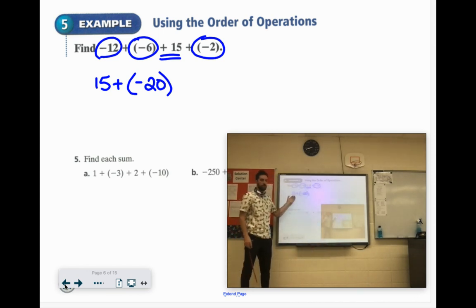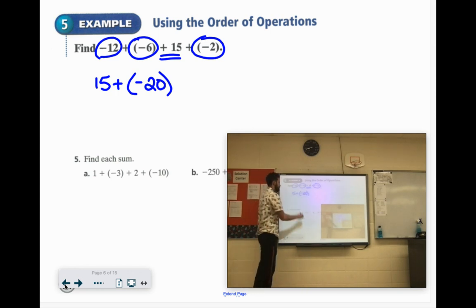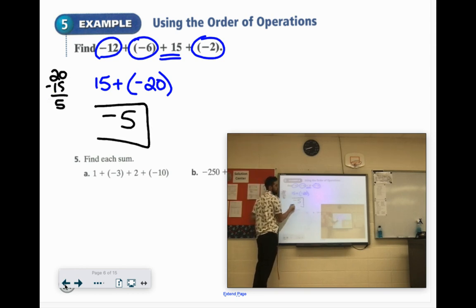You have $15. You owe someone 20. Do you have enough? No, you do not. So we know it's going to end up negative. If we did 20 minus 15, it comes out to 5. So our final answer here would be negative 5.